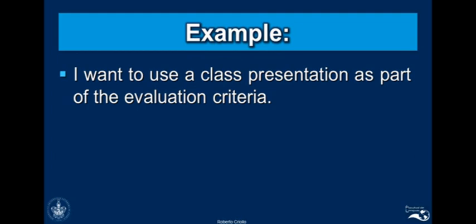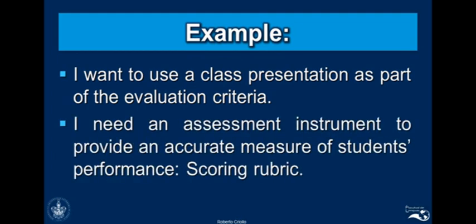Now let's illustrate the process with an example. Imagine that I want to use a class presentation as part of the evaluation criteria for this class with you people. In this case, I need to develop an assessment instrument that helps me to measure in an accurate way your performance in your presentations. And this is going to be a scoring rubric. So this means, ladies and gentlemen, that if I ask you to present in front of the class, I'm going to be observing you and I am going to be assessing specific criteria using an appropriate scale.